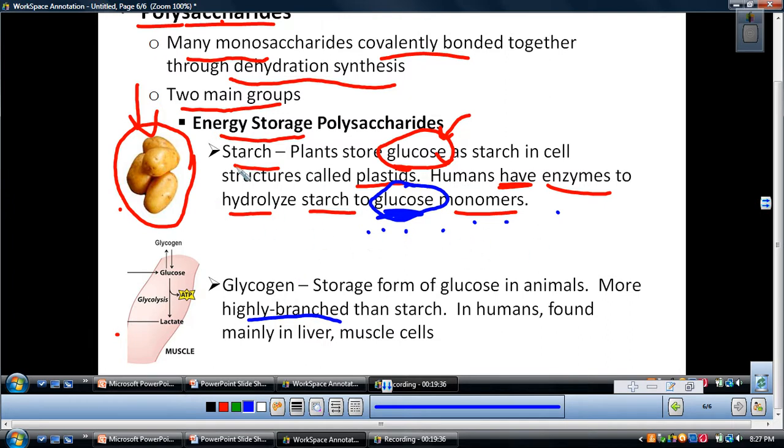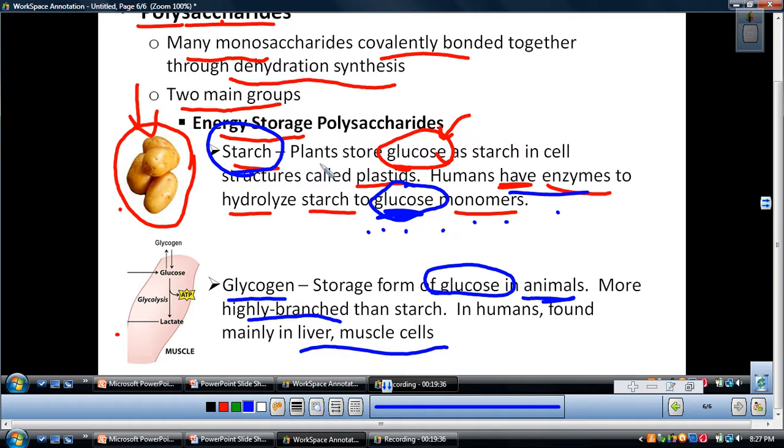Okay, so starch is from plants. We can break it down. We have the enzymes needed. It's the stored form of glucose monomers. Okay, down here, this one is glycogen. Same concept, it's still going to be monomers of glucose. The difference is it's stored up in animals. It's more highly branched. It's found mainly in our liver and muscle cells.